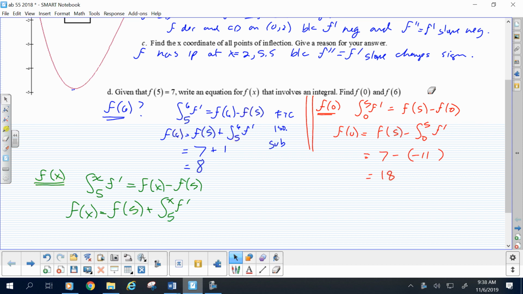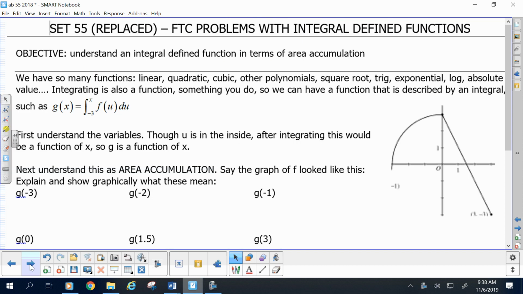Got your notes, please. First and foremost, notice the replacement. Set 55 in the book is a Maclaurin series, and while Maclaurin series are awesome and super useful, they're also not top one material. They're top two material, and they're a little out of place, so although I would love to teach them, if I can get to them later, I will.